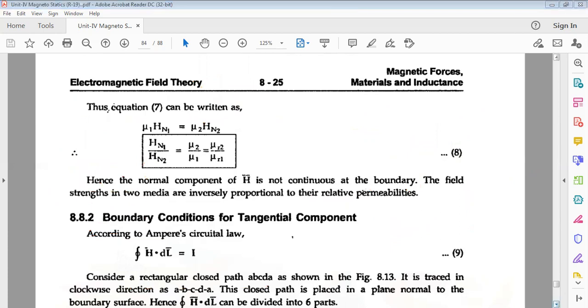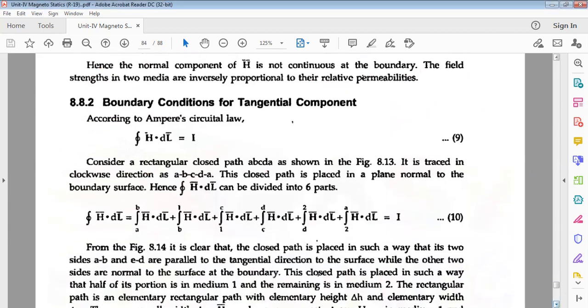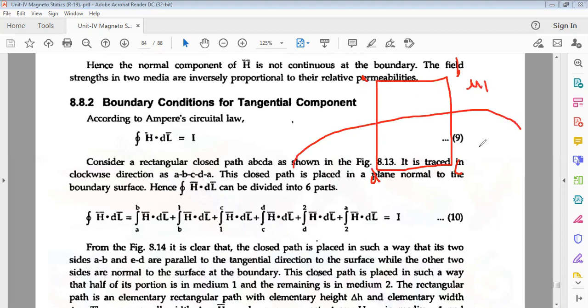Now, you go for finding the tangential component. According to Ampere's circuital law, in electrostatics we take E bar dot dl bar equal to 0, whereas H bar dot dl bar is equal to I. We assume a rectangular path ABCD. Half the part is in medium 1, that is mu1, and half is in medium 2. The width is delta w and the height is delta h.